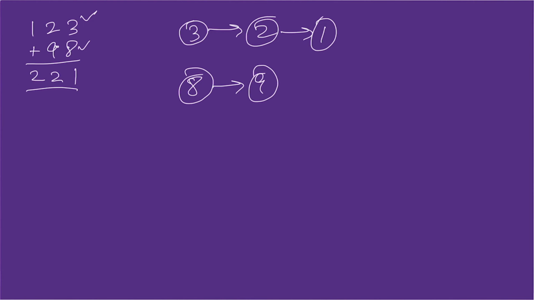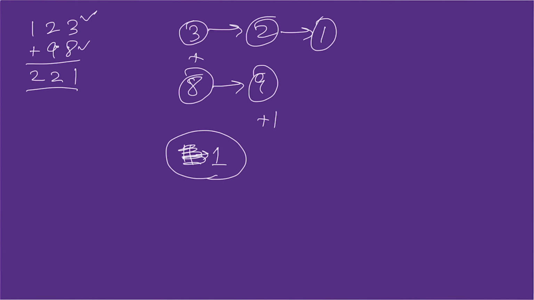Now when we create our new linked list, we add 8 and 3, we get 11. And because 11 is more than 9, we find the remainder when we divide it by 10. So 11 becomes 1. We store that in a node. And then we have a carryover of plus 1.